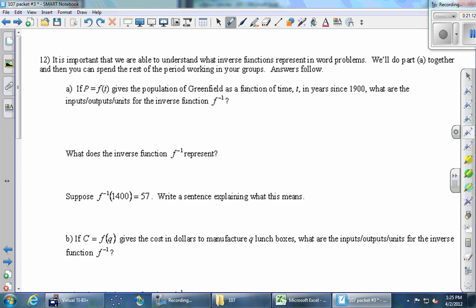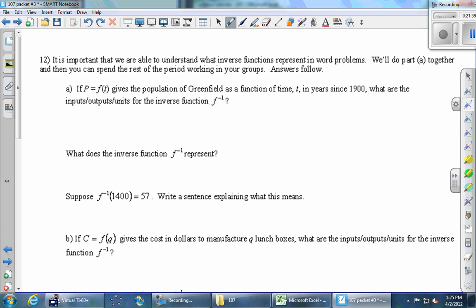Sam. Okay, thank you. Let's come up here to Matt for A. It equals f of t if the population is built as a function of time.